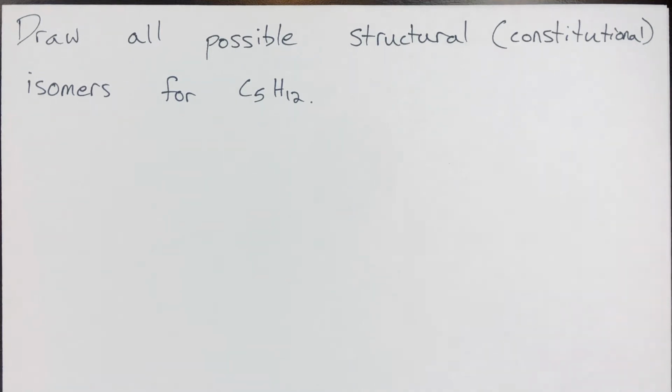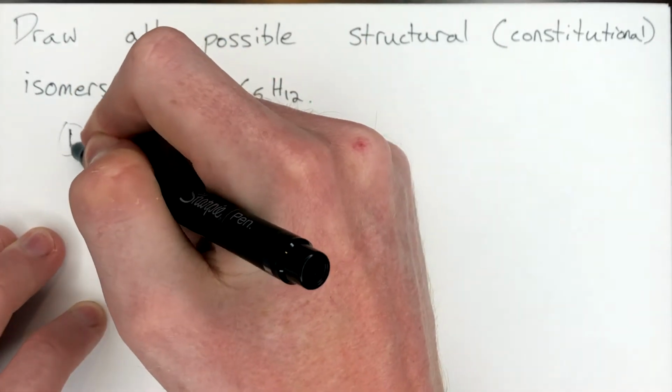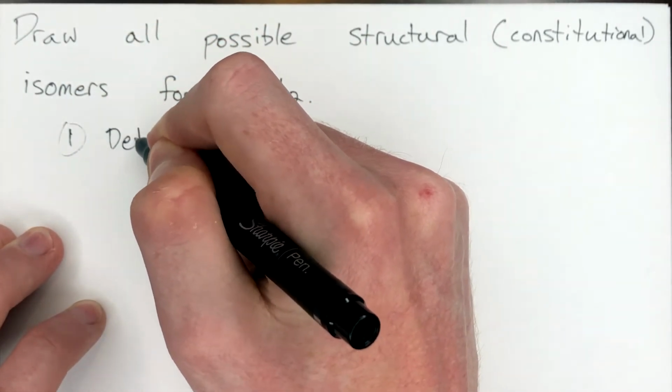In this video, we'll take a look at how to draw all the possible structural or constitutional isomers for a compound of a given molecular formula. And just as a reminder, structural and constitutional isomers are the same. Those terms are just used interchangeably. And there's really three key steps in order to do this for any given molecular formula. And first, what you should do is determine the degrees of unsaturation, or the DOU.